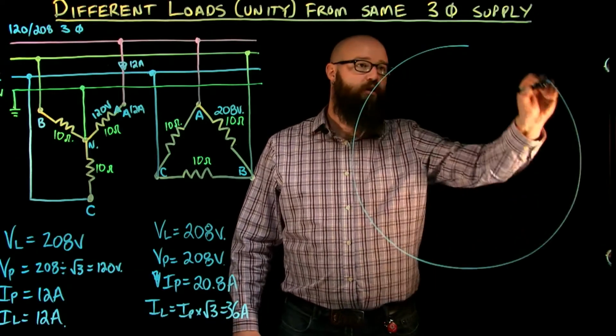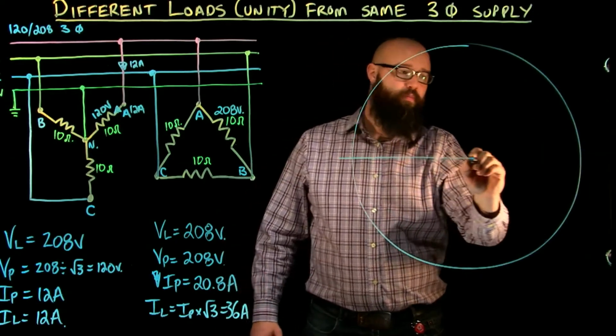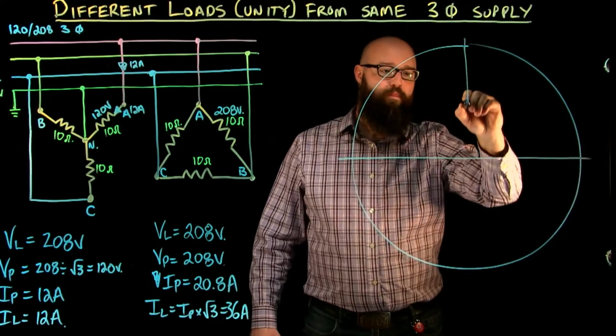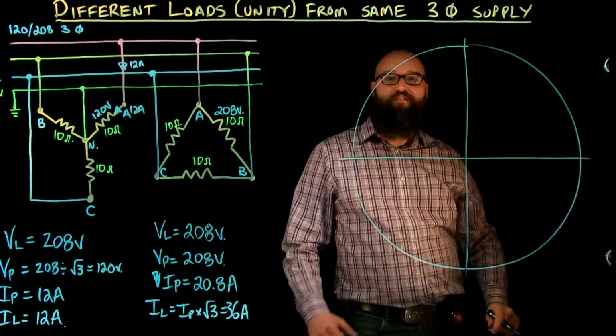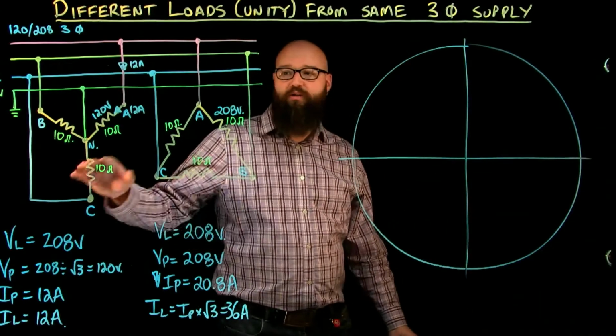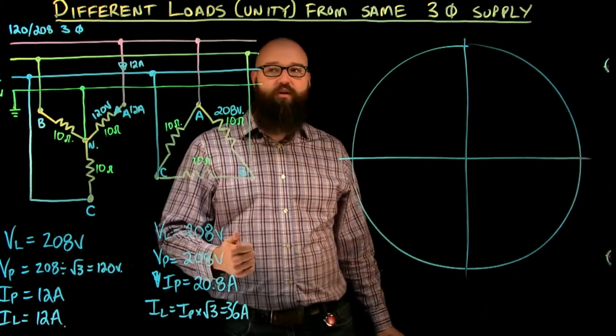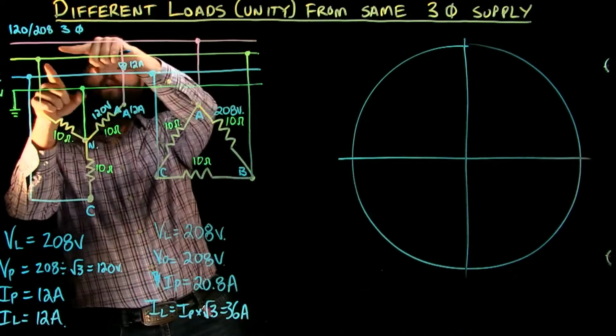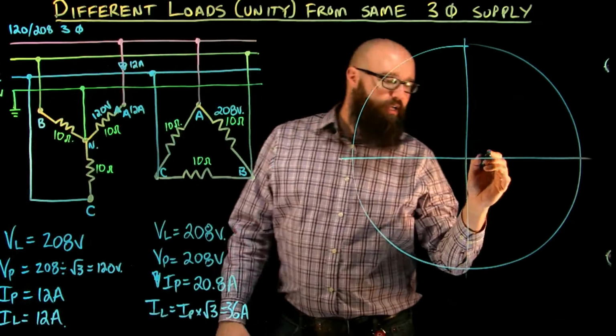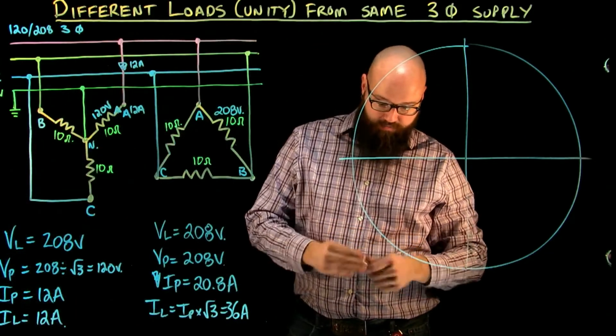Let's make ourselves a Cartesian plane here. And the first thing I'm going to draw on here, because it's common to both of these, is the voltage A to B. We're going to use that as our reference. If I took a meter and I went VA to B, I'm going to plot it. Well, let's use a different color.